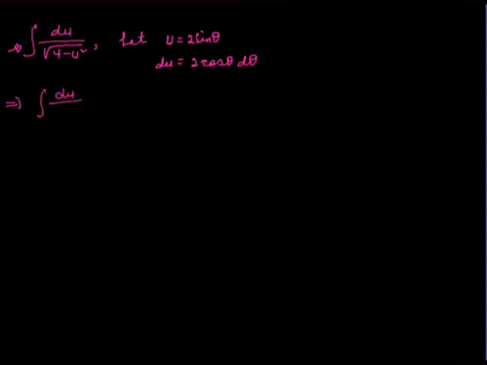The integral of du over radical 4 minus u square, we call it trigonometric substitution. So let u be 2 times sin theta. I will share material on this kind of integration if you want. For now, if u is 2 times sin theta, then du will be 2 times cos theta d theta.